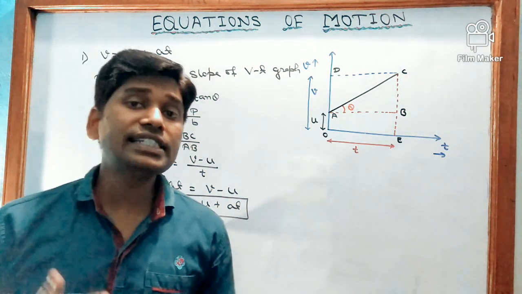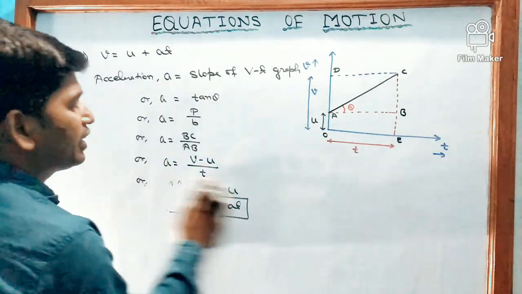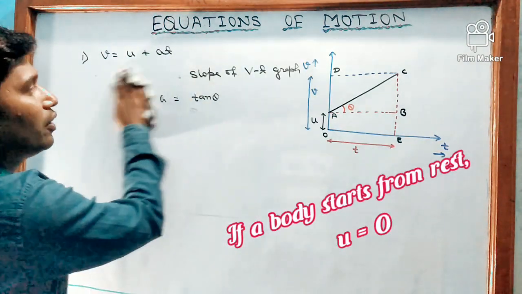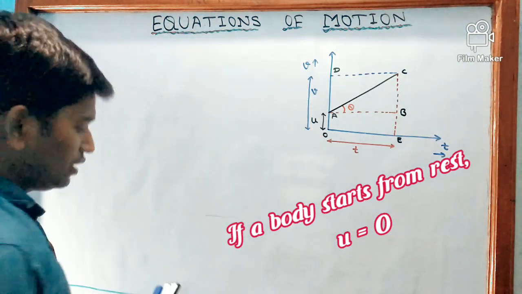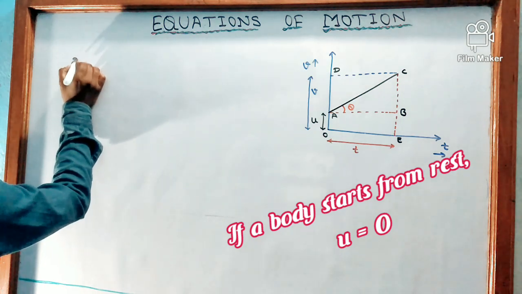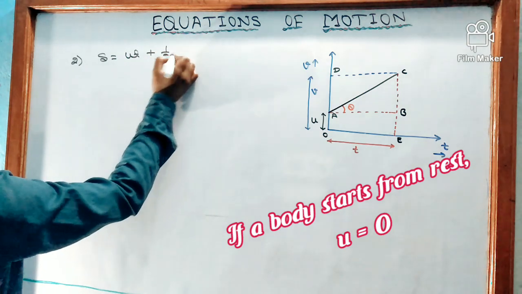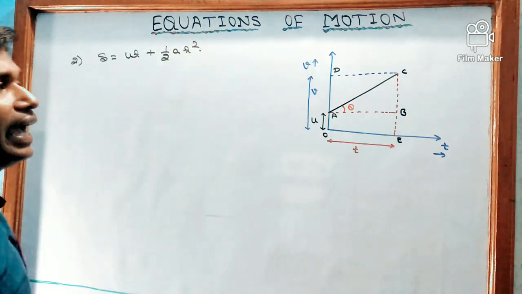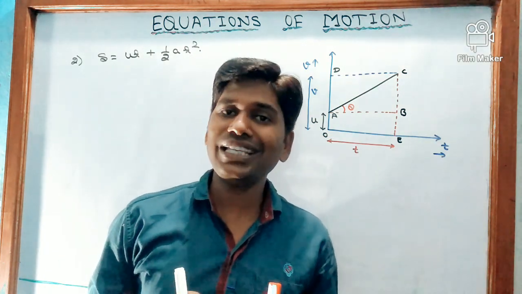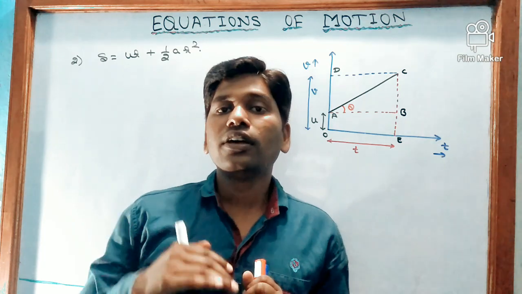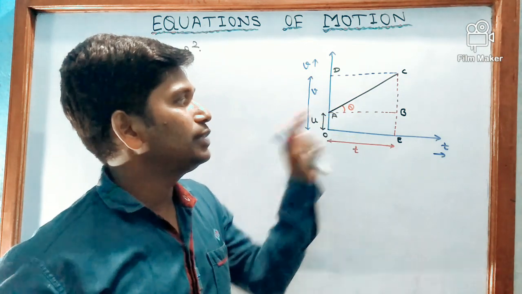Now let us derive the second equation using the same graph. For this, we will calculate the displacement. The second equation is s = ut + (1/2)at², we have to derive this. As we know, the area enclosed by the velocity-time graph and the time axis gives the displacement. So we will find the displacement.